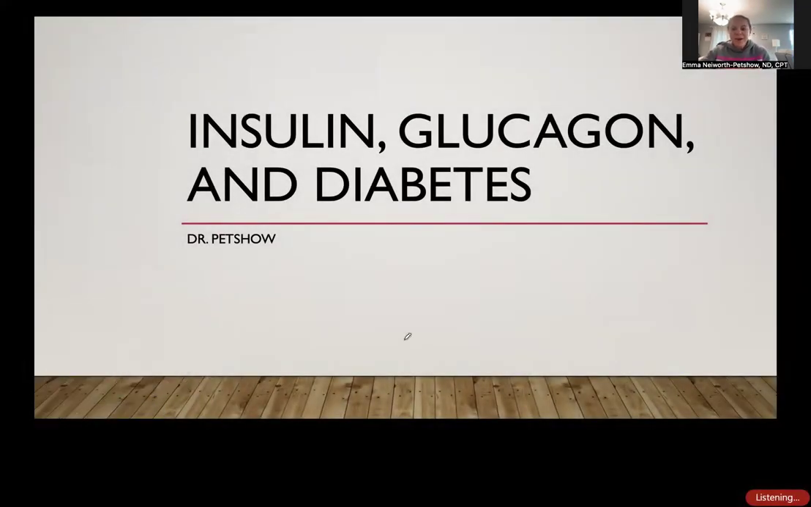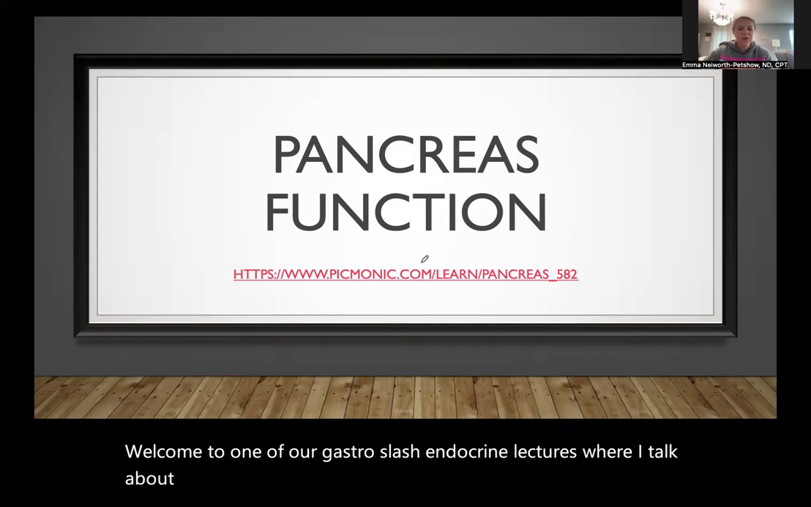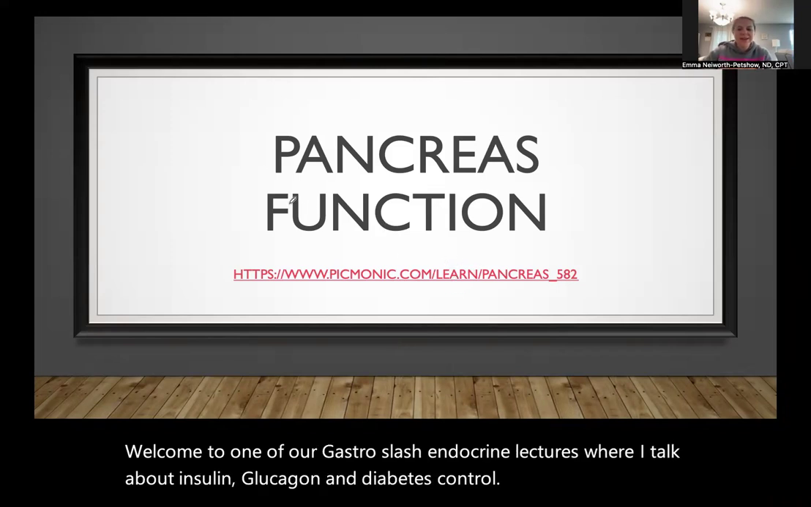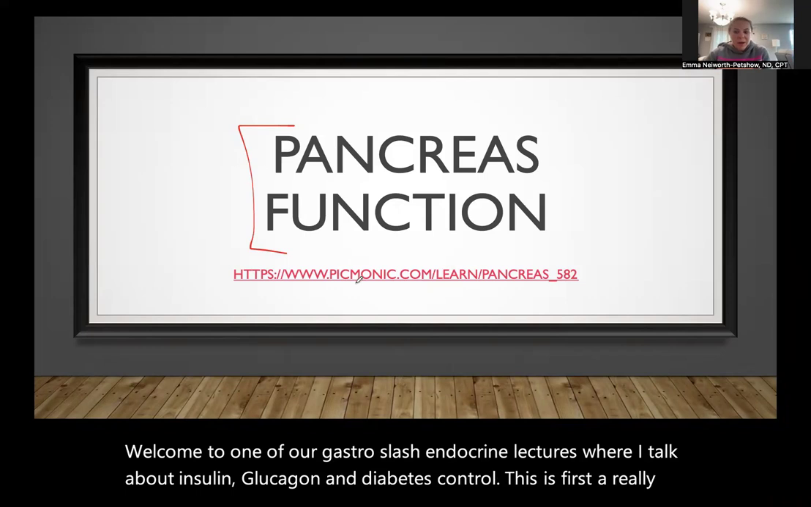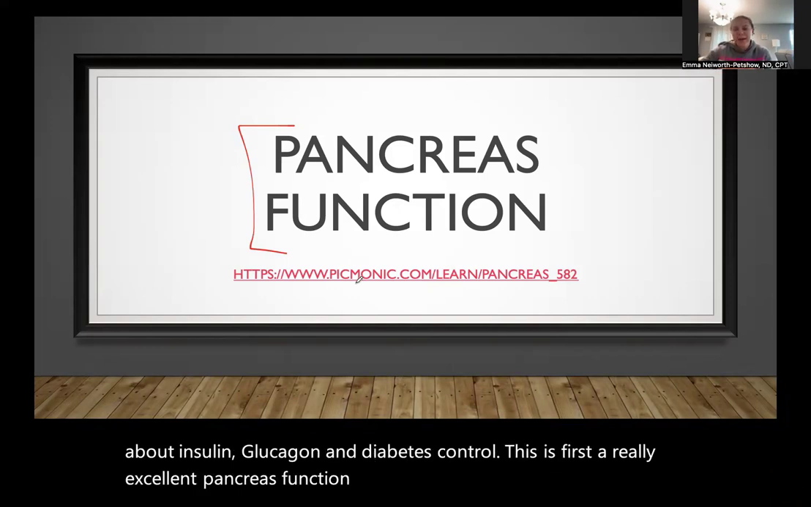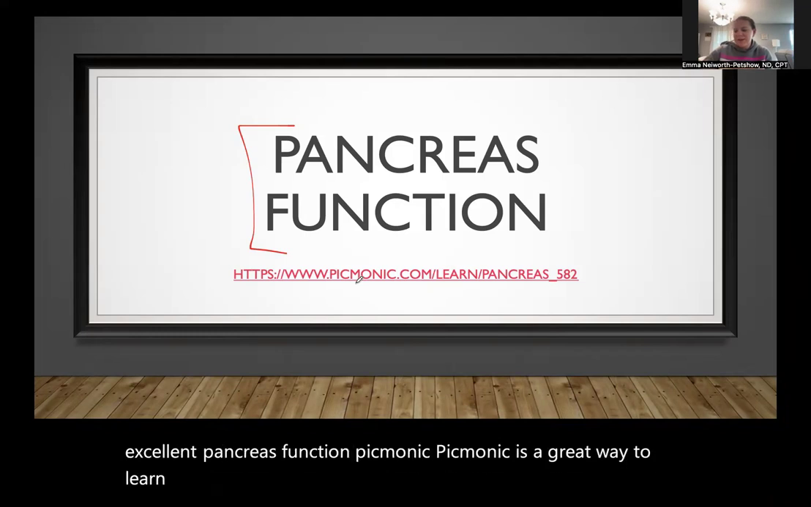Welcome to one of our gastro slash endocrine lectures where I talk about insulin, glucagon, and diabetes control. This is first a really excellent pancreas function Picmonic. Picmonic is a great way to learn difficult, challenging topics using pictures, and it creates a story like a mnemonic.